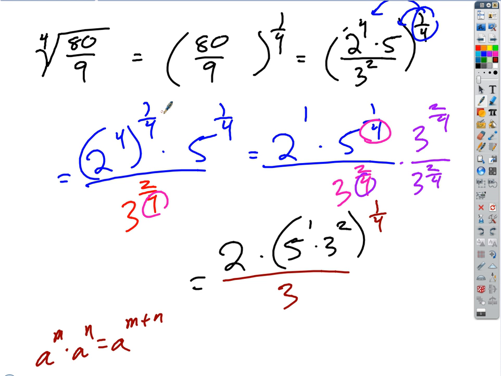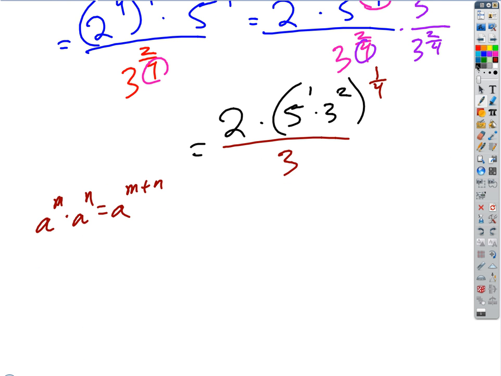Do you have to simplify it from there? Yeah. What's 5 times 3 squared? 15. No, 5 times 9 is 45. And so that's our answer: 2 times 45 to the 1/4.